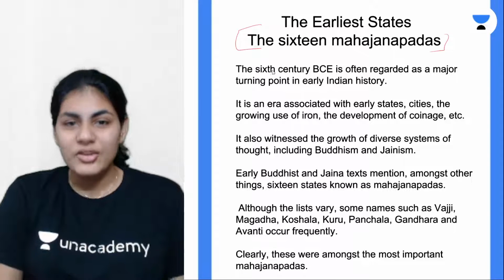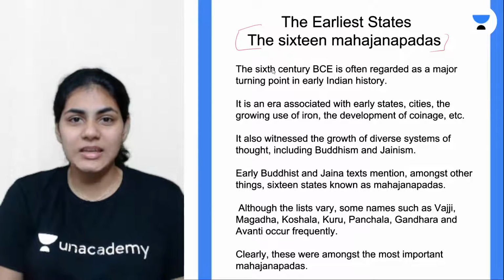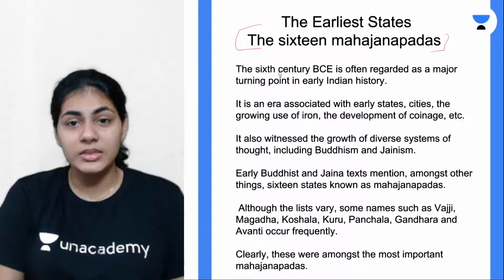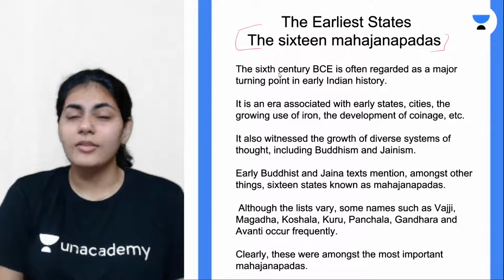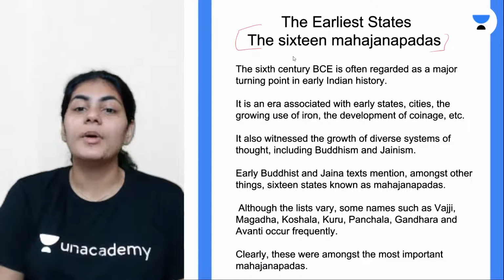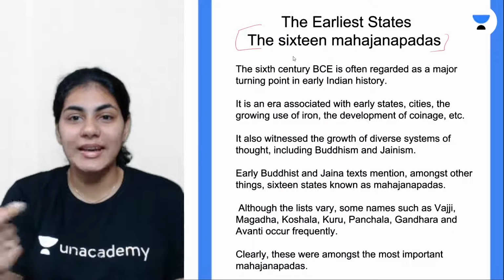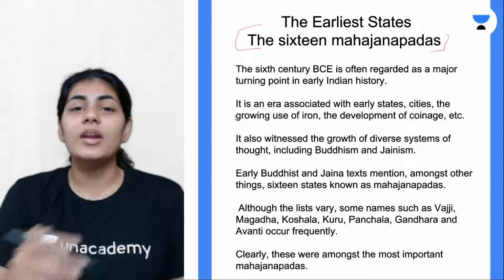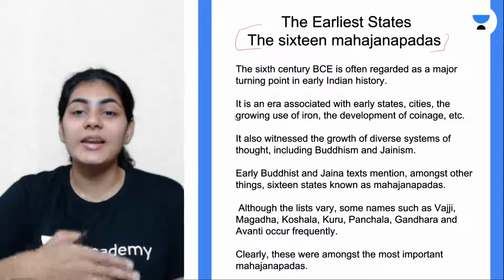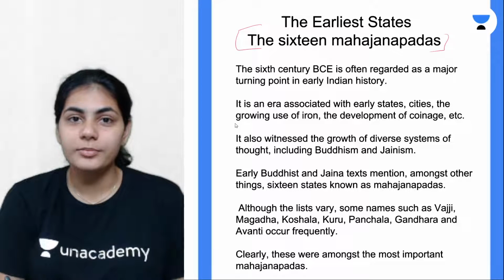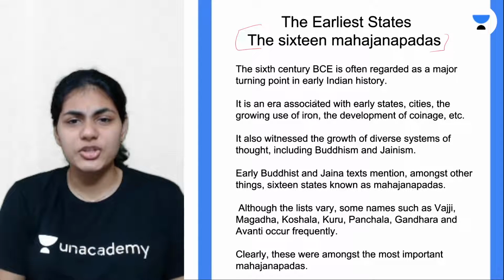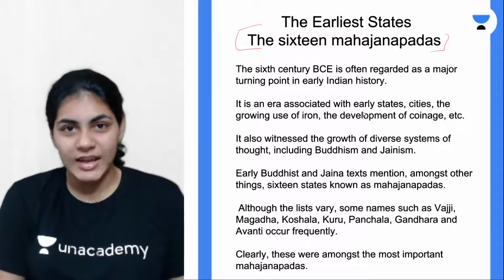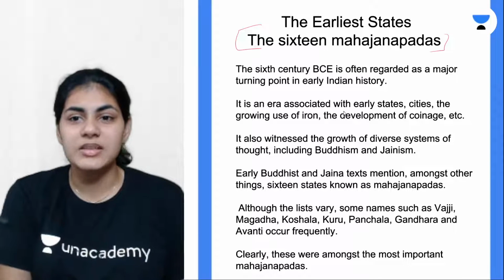So generally, the 6th century BCE in India is often regarded as a major turning point in early Indian history. Why does a particular century have to be referred to as a major turning point? Because there were rapid and so many developments happening at the same time in that period. So what are they? Just to look at a few of those, the 6th century BCE is associated with early states, because all of these Mahajanapadas have started coming up.